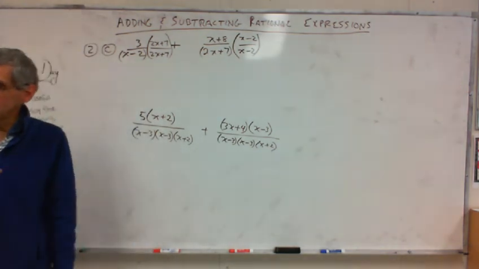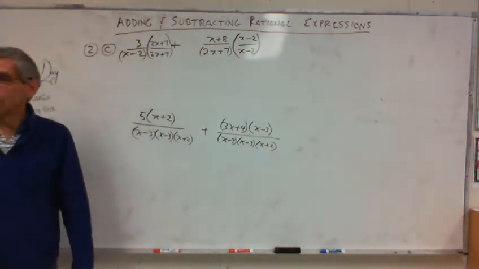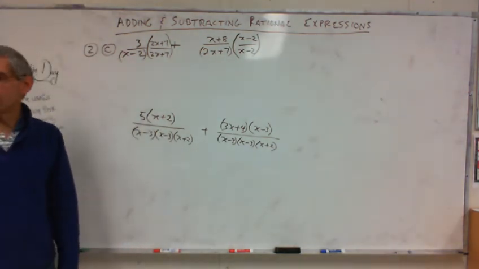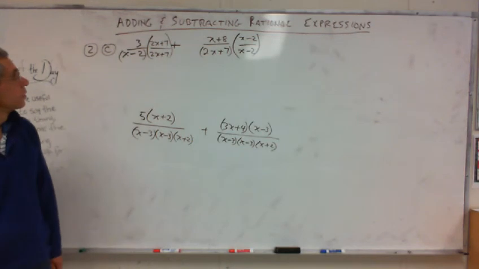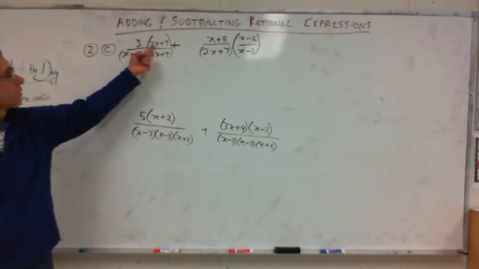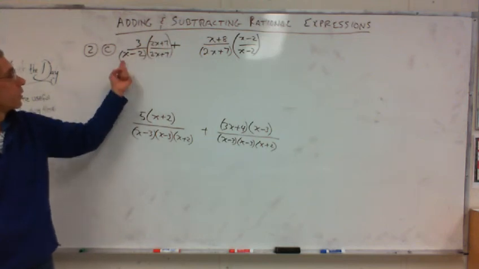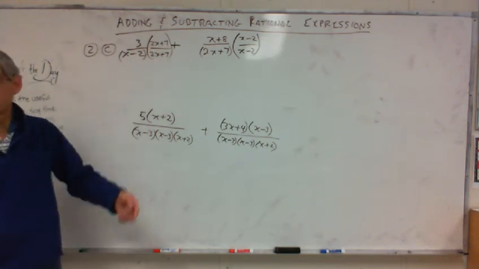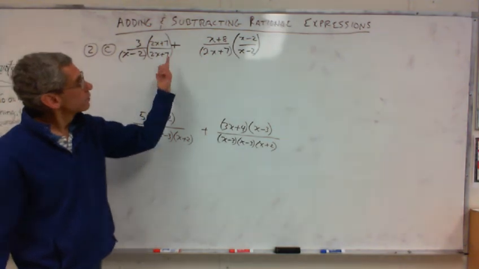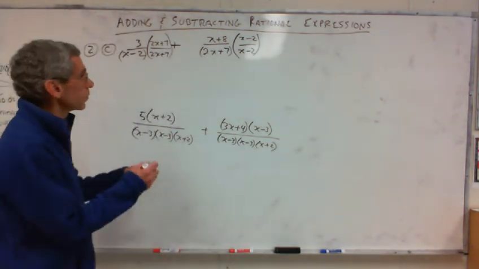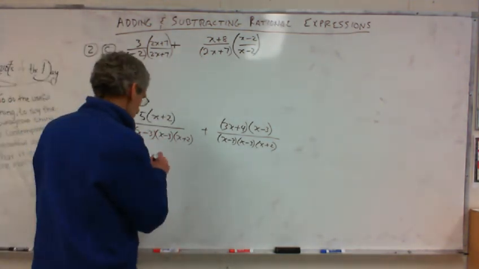But I'm not worrying about the numerator right now. I was just showing you the denominator. It would be 3 over x minus 2 times 2x plus 7. The product is 2x squared plus 6x minus 16, no, 2x squared plus 3x minus 14.